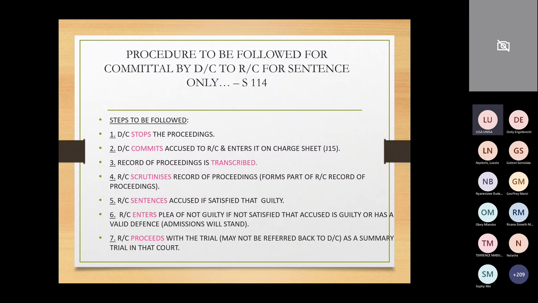Then I have steps to be followed. The district court stops the proceedings, and from there the district court commits the accused to the regional court. A new J15 will be written at the regional court, and the records will be transcribed and scrutinized. If the regional court is satisfied that the accused is guilty, then he will be found guilty. If the court is of the view that he is not guilty, maybe because he is raising a defense, the admissions will still stand, and the trial will commence as it would have commenced in the district court.